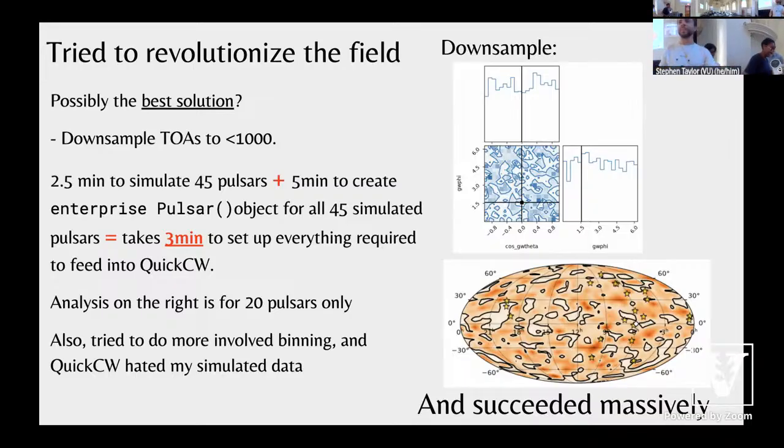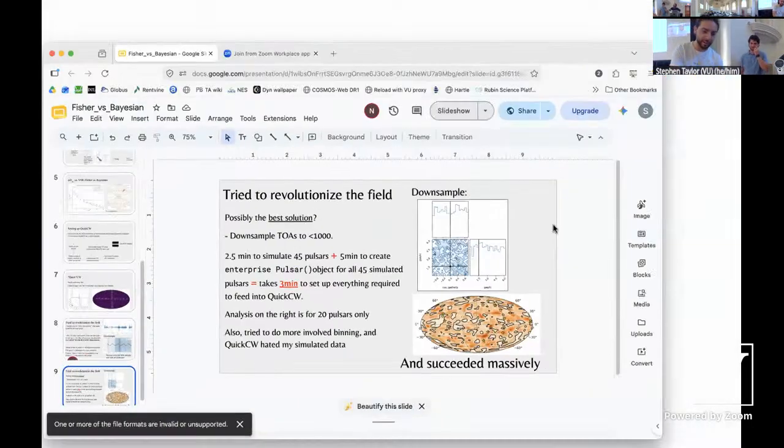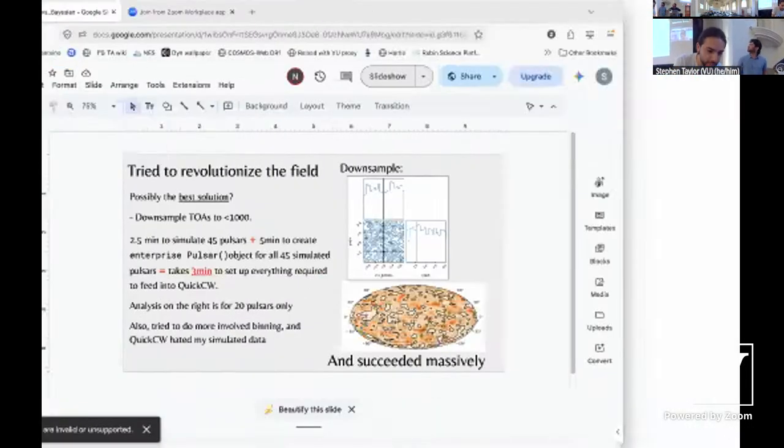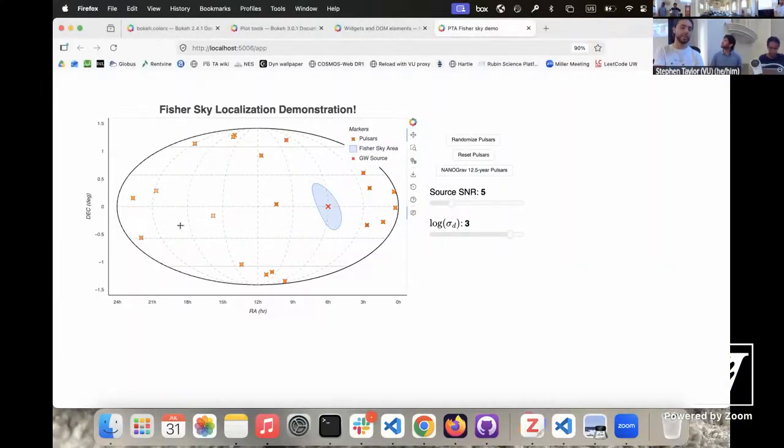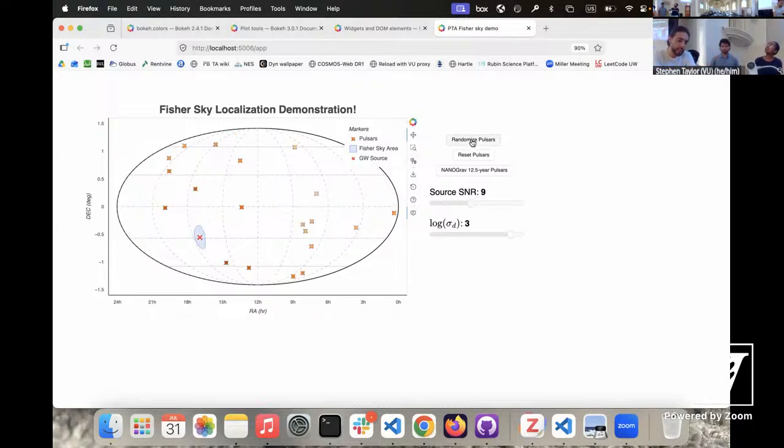Okay. All right, and then real quick, guys, I'll show you the demo that I was talking about. So basically, if we can see here, we just have a little Mollweide plot. Okay, so we have a little Mollweide plot. We have a bunch of pulsars across the sky, and we have a gravitational wave source. And basically what this little interaction allows you to do is change the SNR of the source and see how the sky localization area, as predicted by the Fisher matrix, changes. And you can move the source and you can randomize the pulsars.